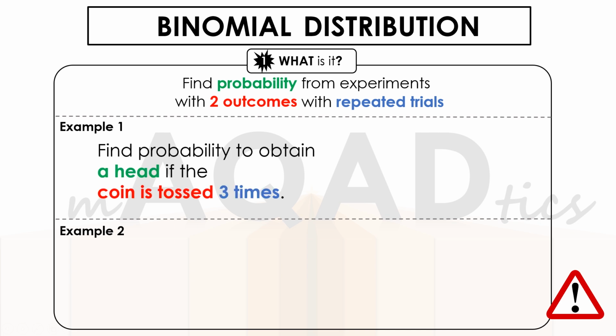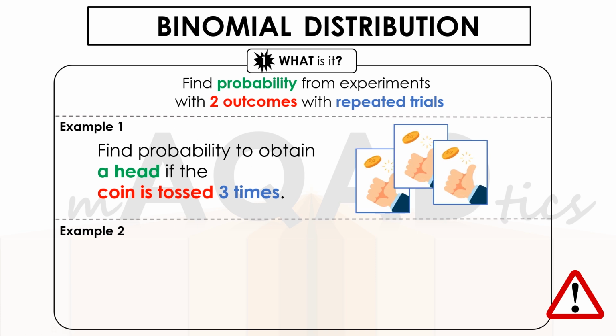The first one is: find the probability to obtain one head if the coin is tossed 3 times. If we toss a coin, there will be two outcomes, right? Either it's heads or tails. So for this example, we will toss the coin 3 times, 1, 2, 3, and we find the probability where we obtain exactly one head.